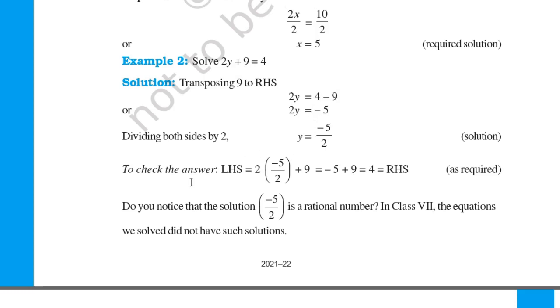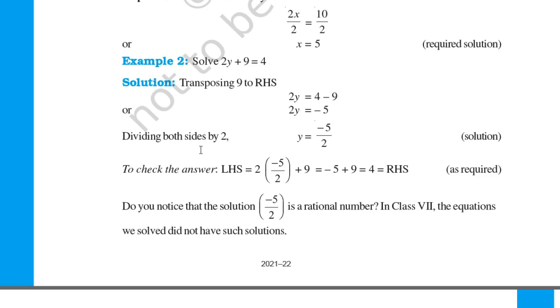So to check the answer, LHS is equal to 2y plus 9. We are putting the value of y in the equation given here. So 2 into minus 5 by 2 plus 9. So these two will get cancelled out. So now 9 minus 5 will become 4. So it will satisfy the RHS. So LHS is equal to RHS.